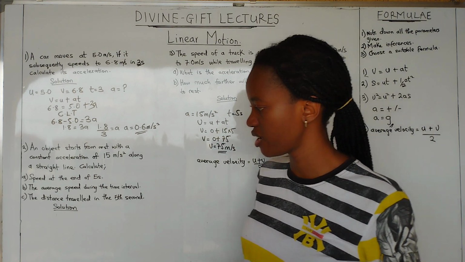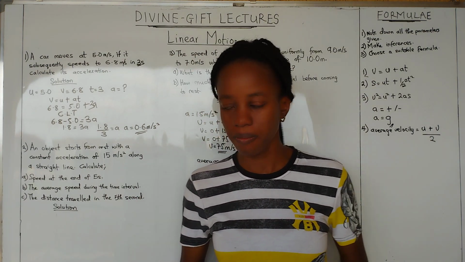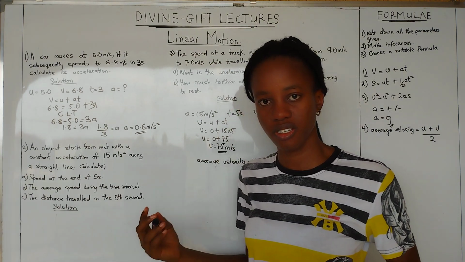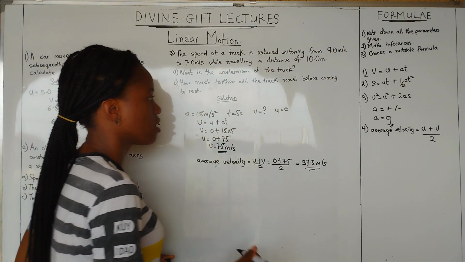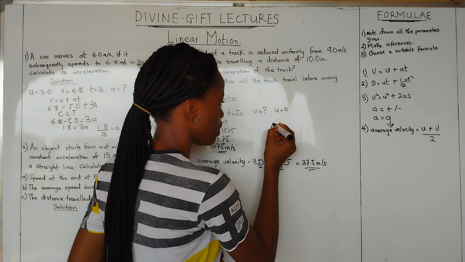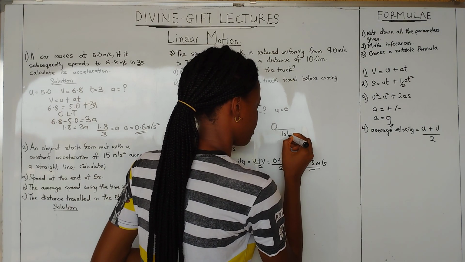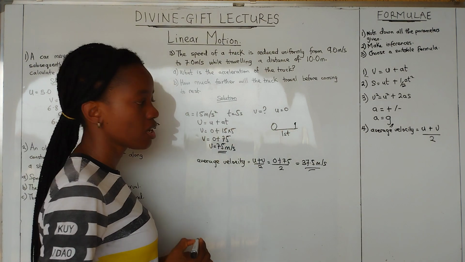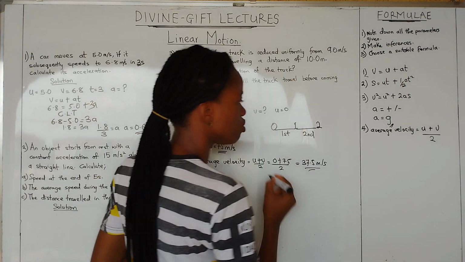Now going over to C, the distance traveled in the 5th second. Now I want to explain something here. Please, this is not after 5 seconds. This is in the 5th second. So I'm going to explain something. Now take note. For example, when you are born, at that time you were 0 years old. That day you were born, you were what? 0 years old. But now, after your 1st year, you became what? 1 year old. After your 2nd year in life, you became 2 years old.